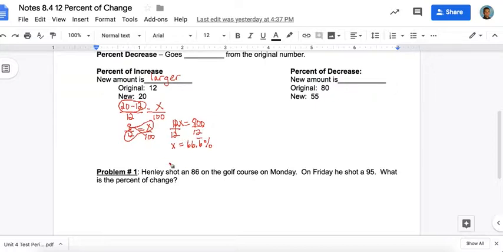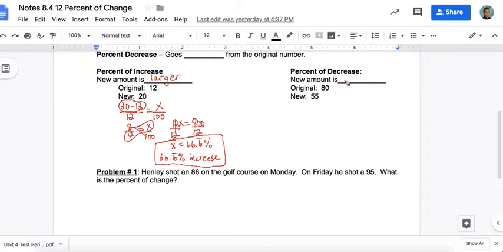So you might say that this is a 66.6 repeating percent increase because it went up. So let's box these in. And that's all there is to it. Now let's calculate a percent of decrease.